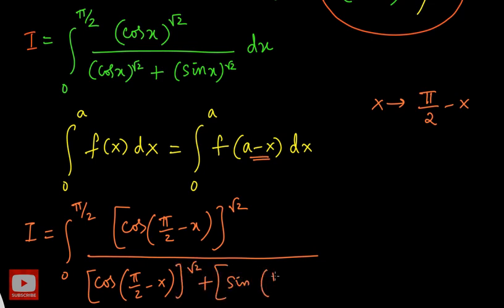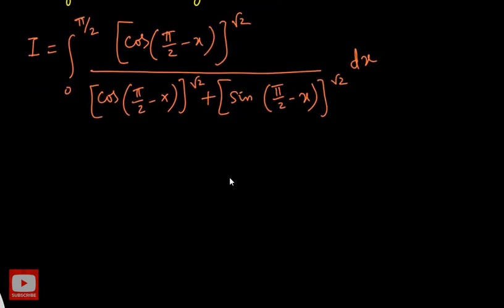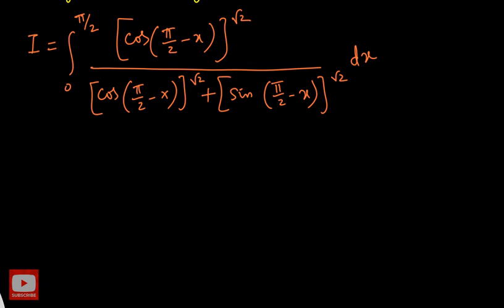Sine of pi by 2 minus x, raised to the power root 2, and this will be dx. Now let's evaluate this. What is cos of pi by 2 minus x? It's nothing but cos of 90 minus x, right?